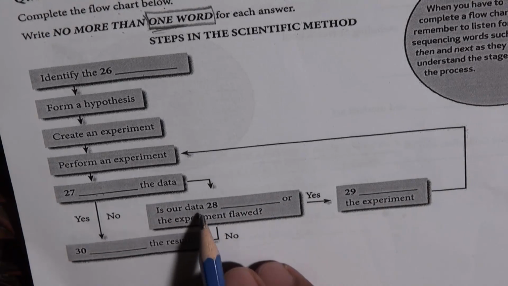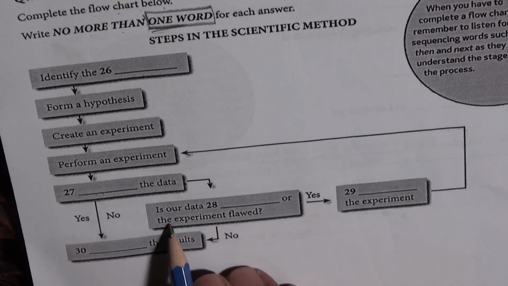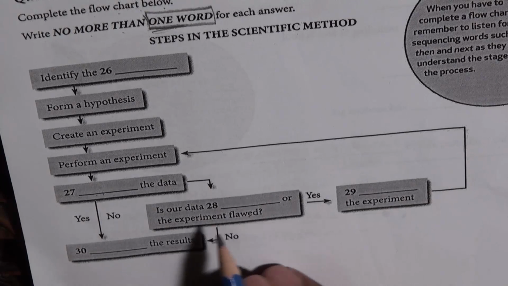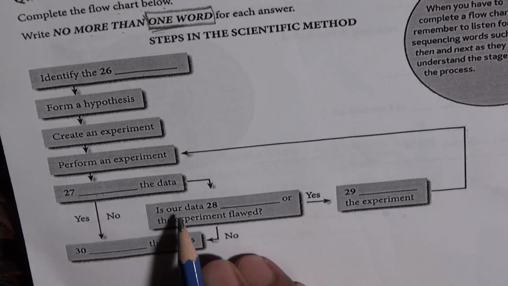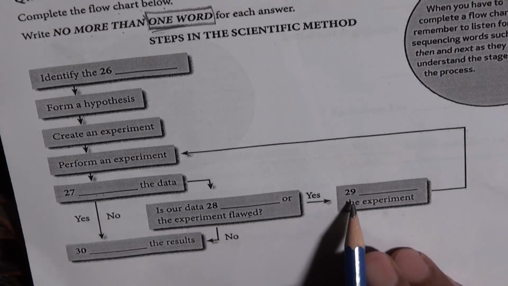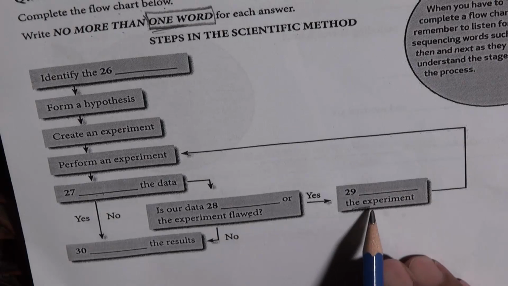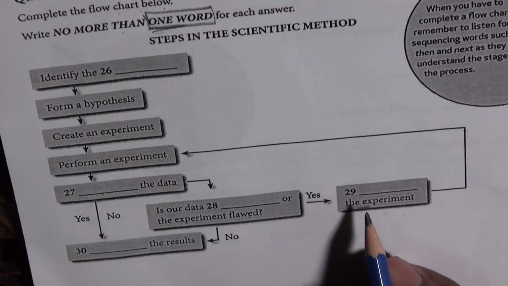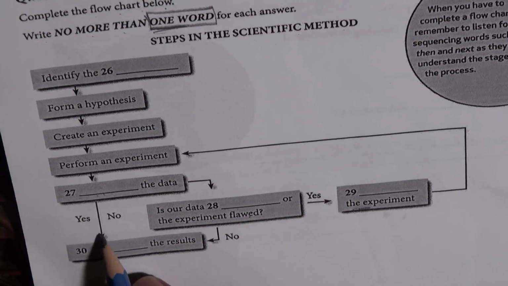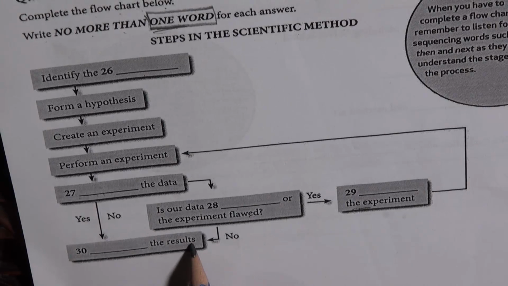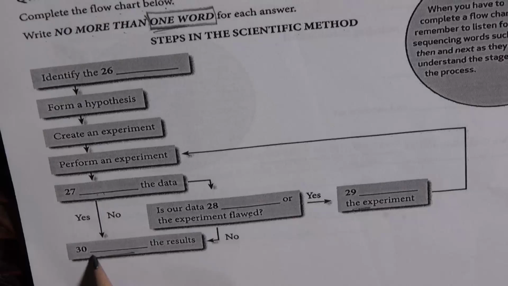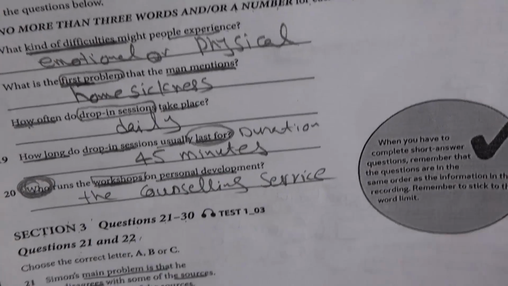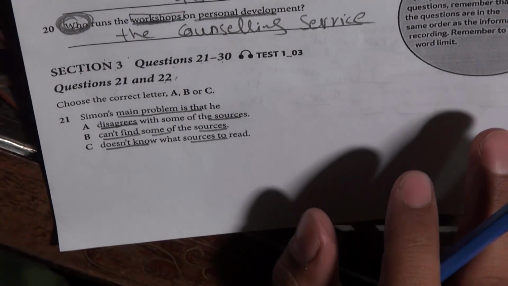After that we've got question number 28. Is our data dash or the experiment flawed? Is our data, it can be good or bad or whatever, or the experiment flawed? And if it is, then 29, yes, dash the experiment. It can be redo the experiment, try the experiment, do the experiment, something like that. After that, after 29, if the data is there, directly you can come down, dash the results. Now it can be verify the results, check the results, and all that stuff. So these are the questions. Now I play the audio and you got to find all these answers there.